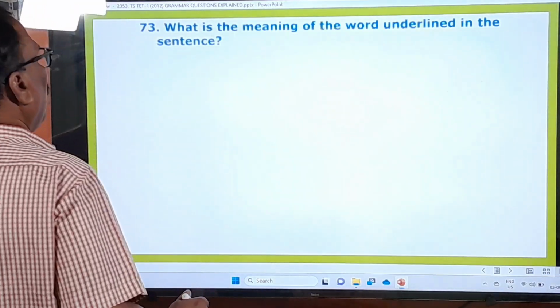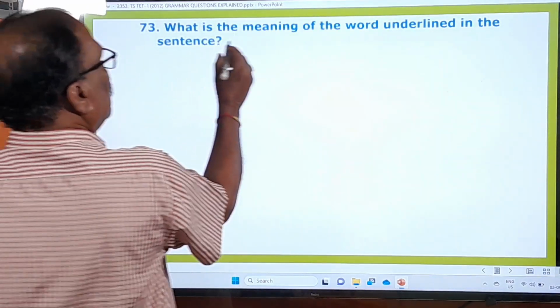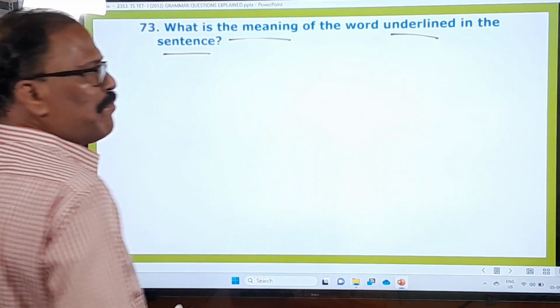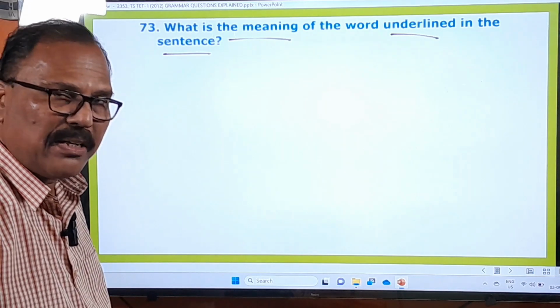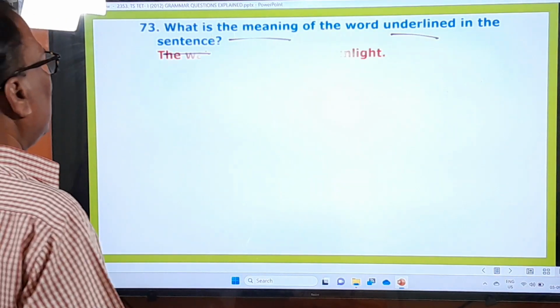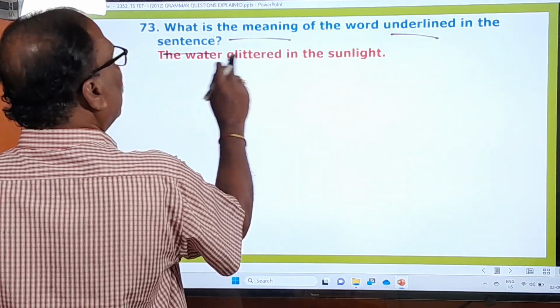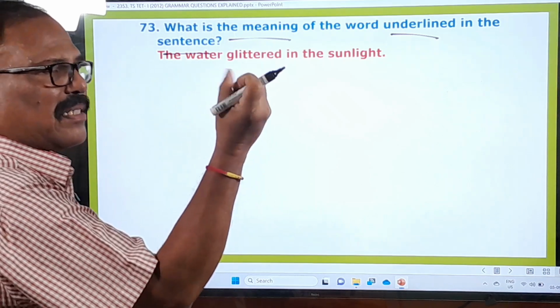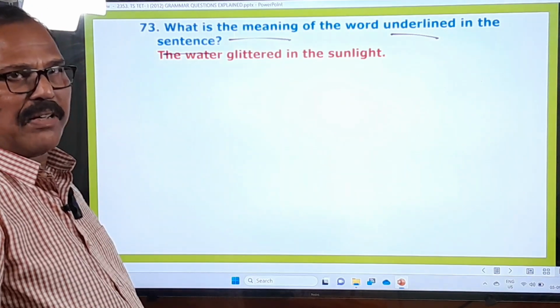What is the meaning of the word underlined in the sentence? Now, the examiner is asking you to find out the meaning of the underlined word in the sentence. What is that? The water glittered in the sunlight. In the sunlight, generally the water glitters. Glitters means shines. Okay, right.